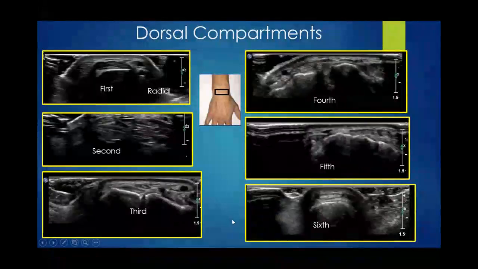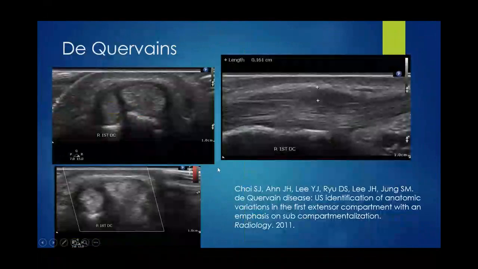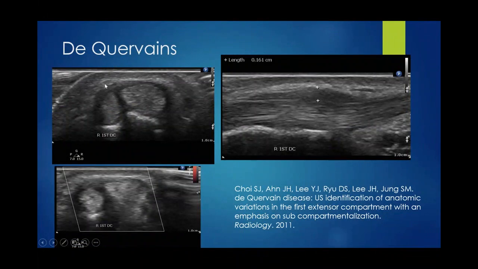Again, clinically, the first and sixth compartments are most clinically involved. Here's an example of De Quervain's tenosynovitis. The first top left image shows the abductor pollicis longus and extensor pollicis brevis tendons. You'll note that the overlying retinaculum here is easily seen, which usually means that it's abnormal.